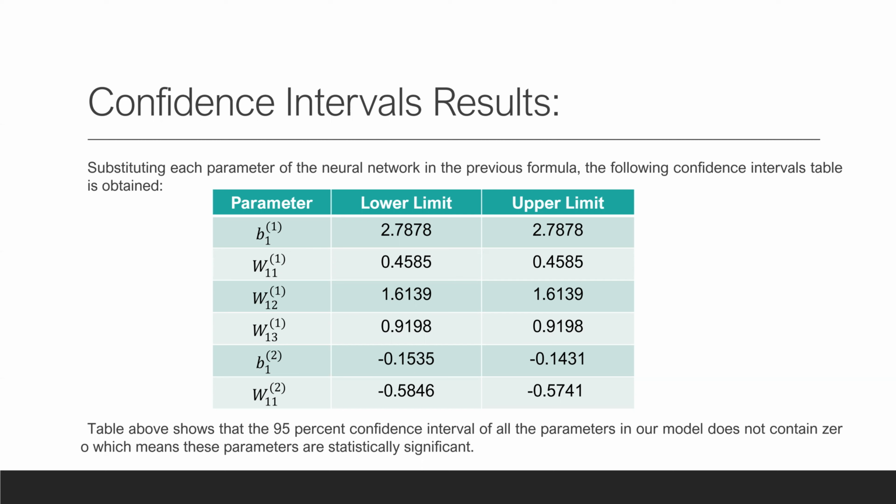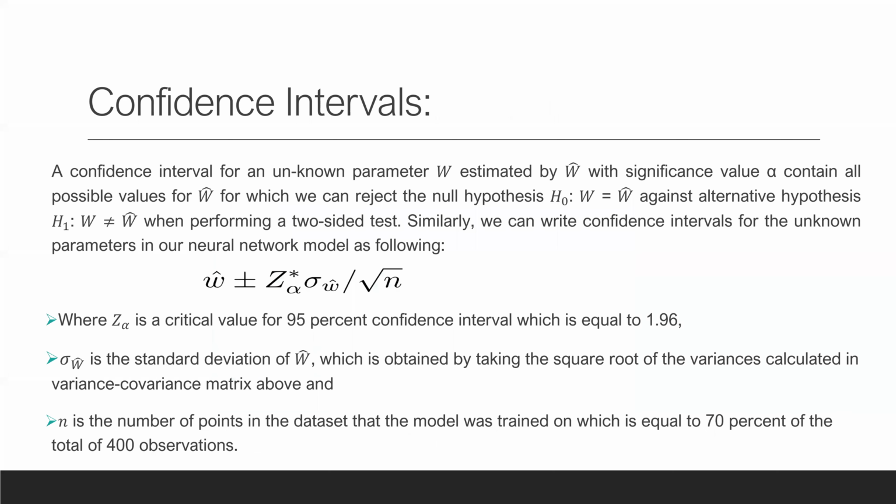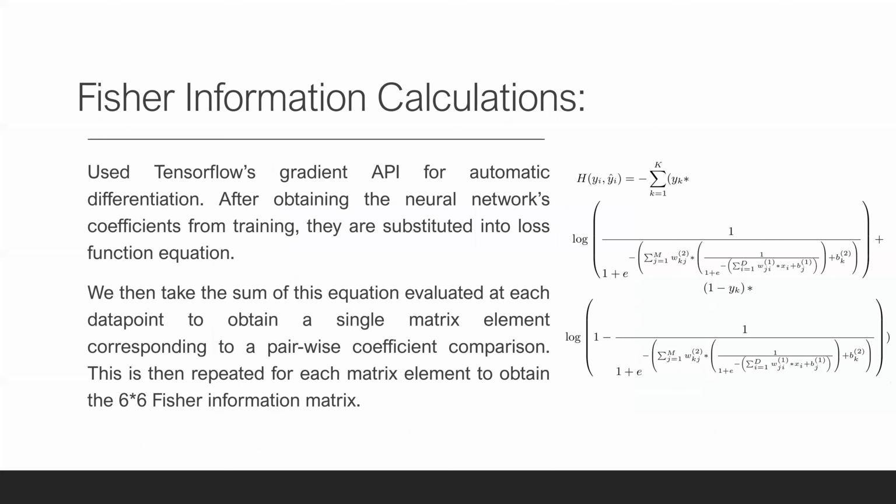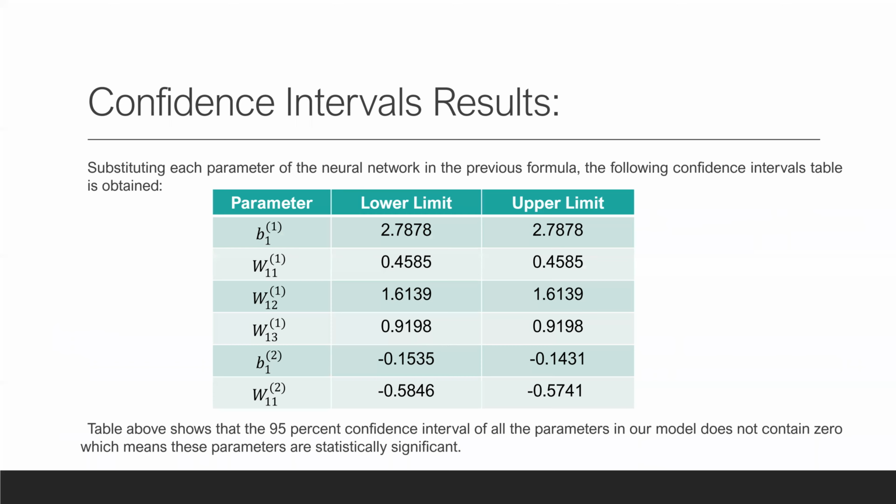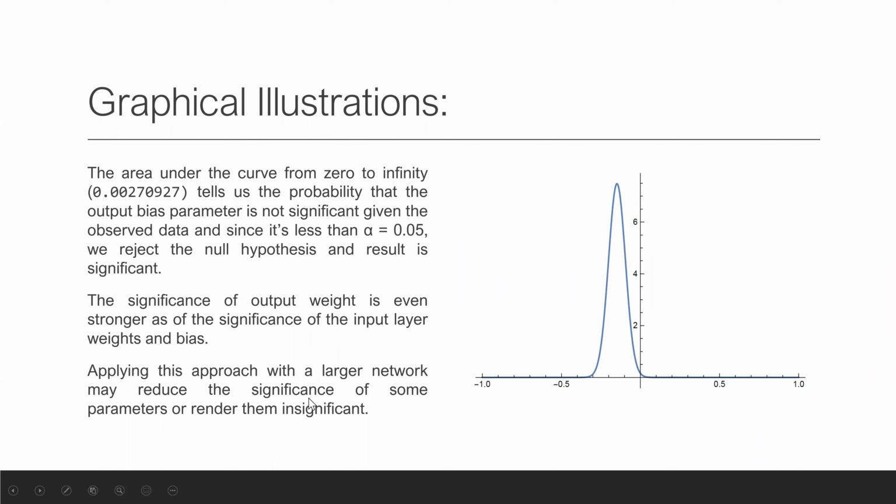To just add more neurons, we would have more weights, more biases. And I have included here that we believe that applying this approach with a larger network will probably reduce the significance of some of the parameters.